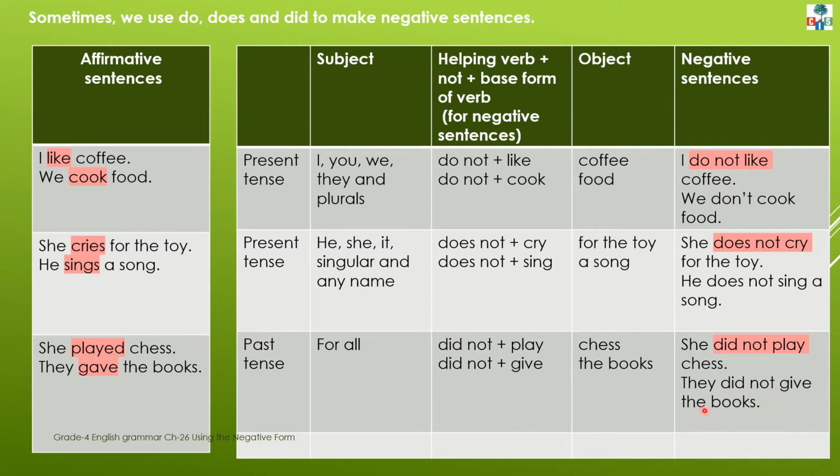Now children, keep this in your mind: did is used with every subject. Whatever the subject is, did is used with every subject. For example, I did not play chess. They did not play chess. He did not play chess. If any name is there, Rohan did not give the books. So, did is used with all the subjects. I hope you have understood this, children.